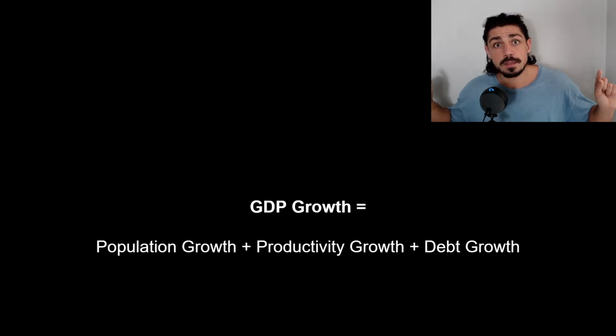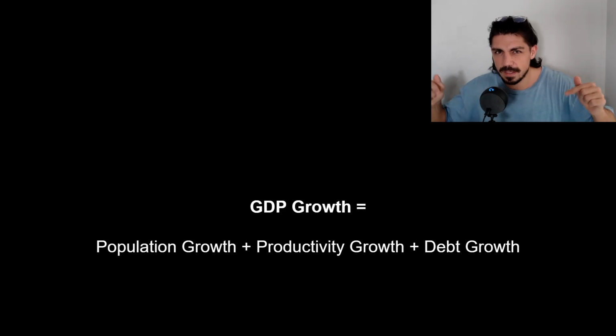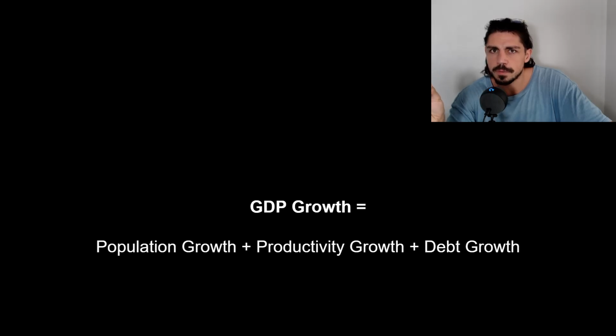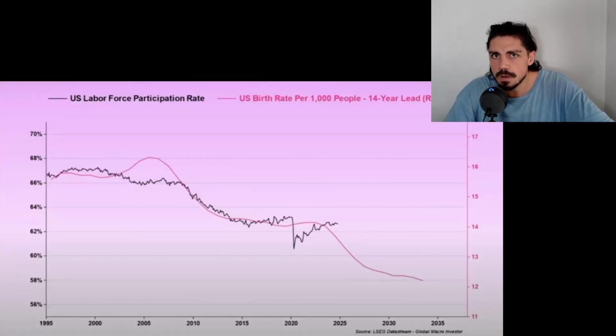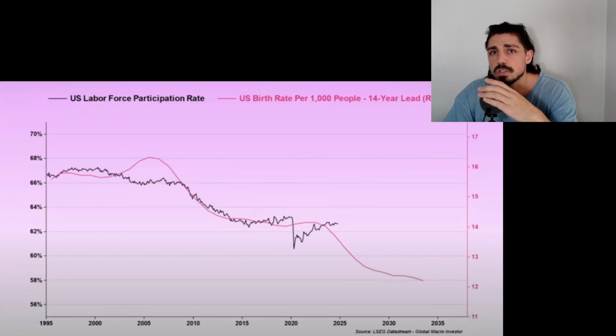GDP growth, calculated in terms of demographics, looks something like this, okay? It is a summation of population growth, productivity growth, and debt growth. Because an economy's overall production and willingness to take on debt is directly correlated to the dynamics of its population's growth. And when we begin to chart this, we see that labor force participation has been falling for a couple decades. That is shown on the black line here. This is due to an aging population and shown with a pink line, a slowed birth rate.